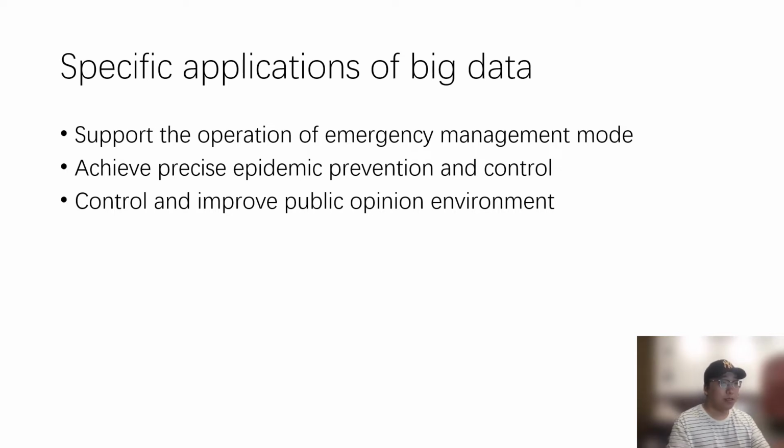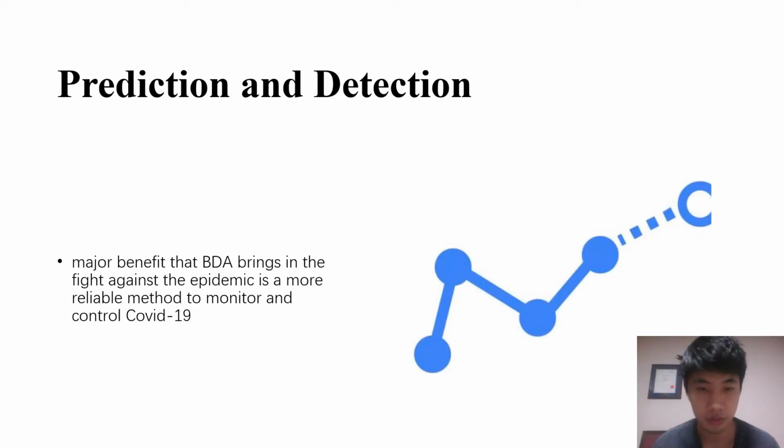In our project, we listed several specific applications of big data in COVID-19, namely to support the operation of emergency management mode, achieve precise epidemic prevention and control, and improve the public opinion environment. Now we'll go through the applications of BDA that are being used against COVID-19.